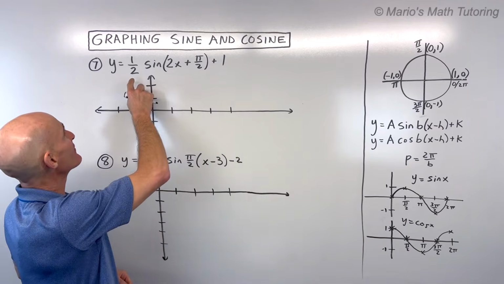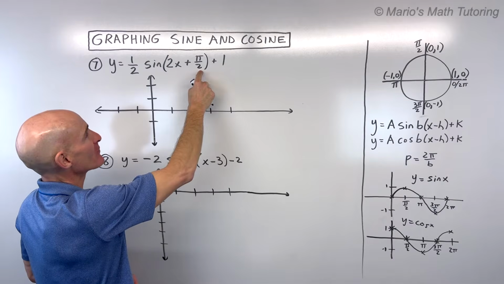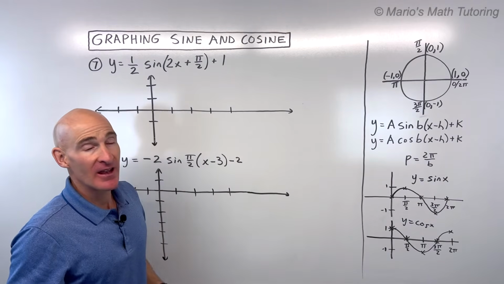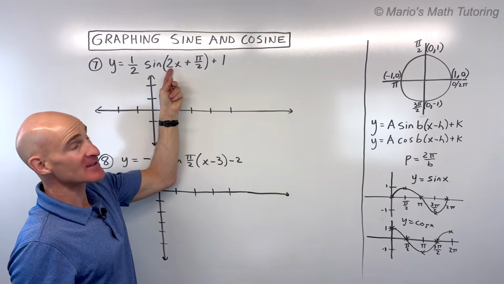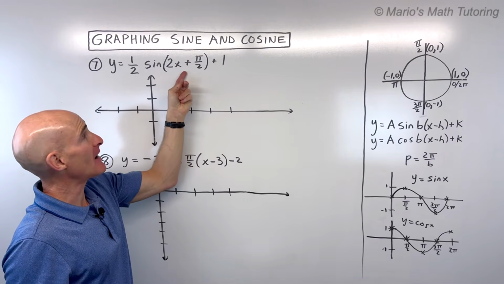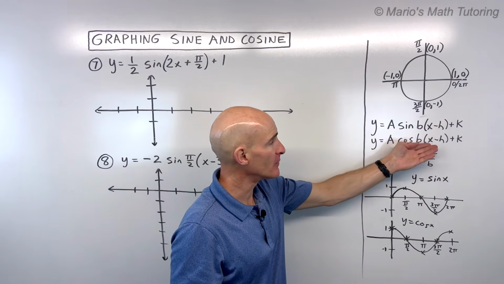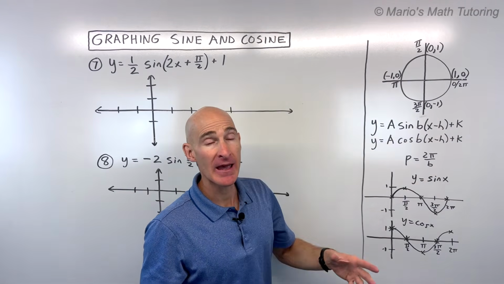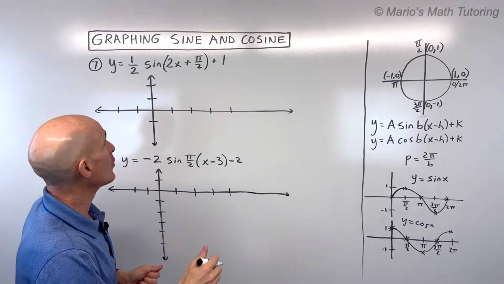For number 7, we've got y equals 1/2 sine of the quantity 2x plus pi over 2, plus 1. The only issue I have with this problem is this number in front of the x, this 2. I don't like the fact that it's in parentheses. So I'm going to factor it out so it looks more like the forms we have written here. It allows me to identify the phase shift more clearly. So let's rewrite this.